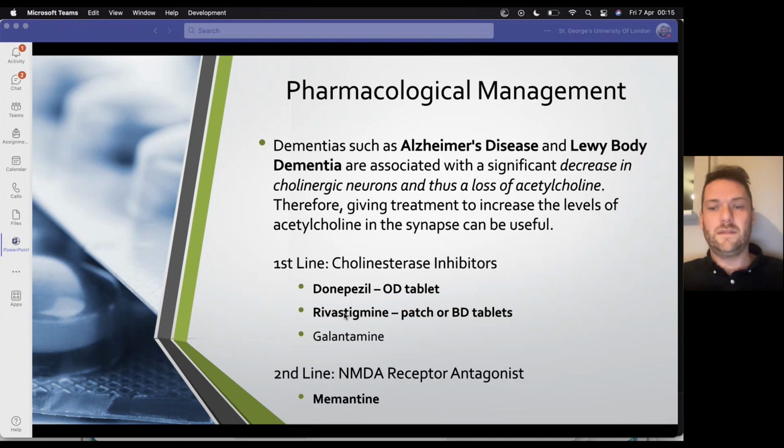So there you go. That's your pharmacological management. It's only for Alzheimer's and Lewy body dementia. Donepezil, second line, memantine.